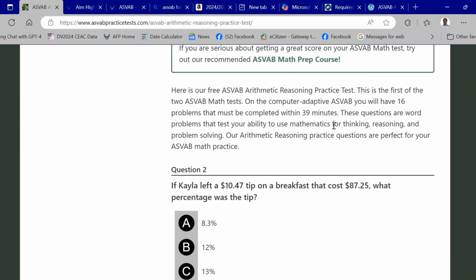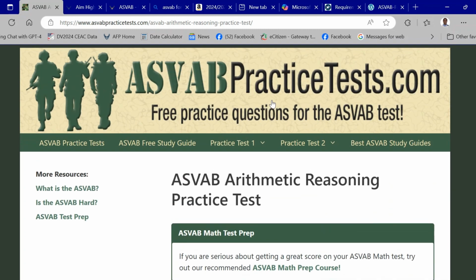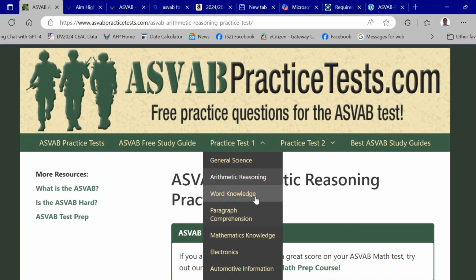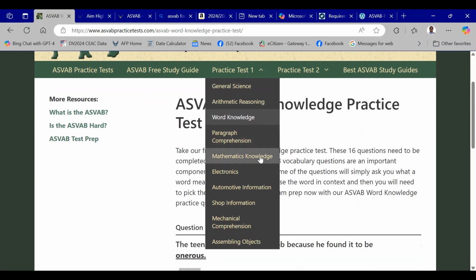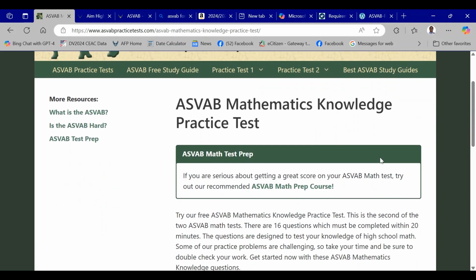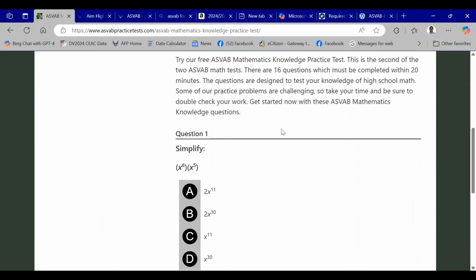Yeah, easy maths. Then you can just proceed and do all of this: word knowledge, mathematics knowledge. Simplify this one. Okay. Pen and paper. Simplify.